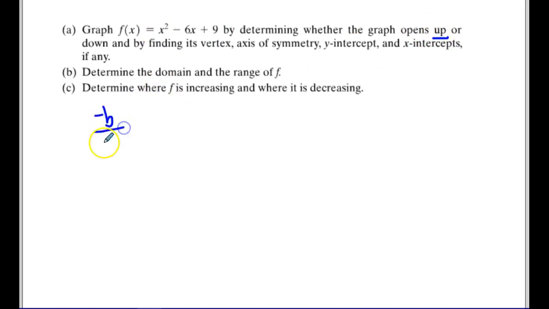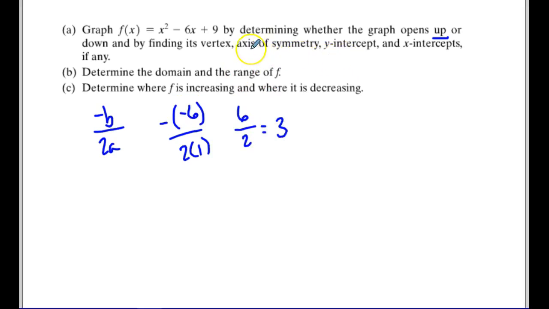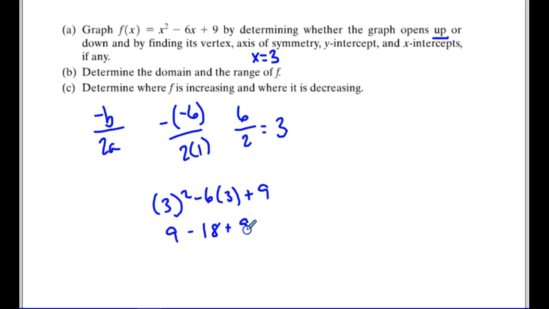Okay, so now let's find its vertex. I know to find the vertex, I have negative b over 2a. So I go ahead and plug those in. My b value here is negative 6, over 2 times a, which is 1. Negative times a negative is a positive. So my x value is 3. This also tells me my axis of symmetry is x equals 3. I can plug this in now. I've got 3 squared minus 6 times 3 plus 9. 3 times 3 is 9, minus 6 times 3 is 18, plus 9 is 0. So my vertex is going to be at 3, 0.